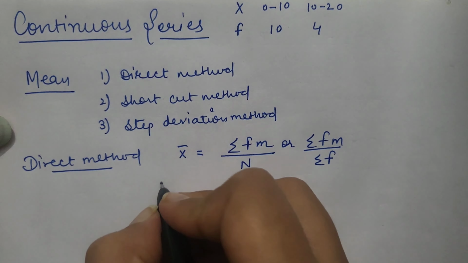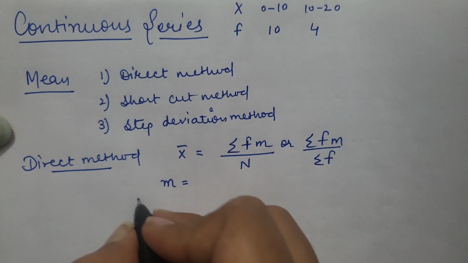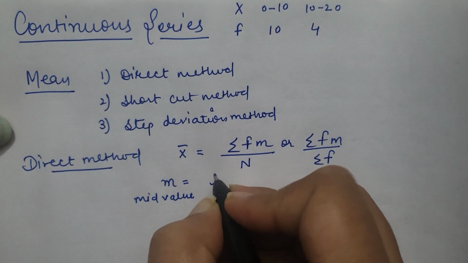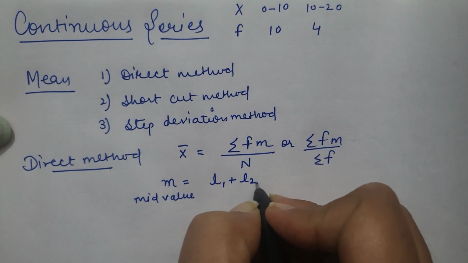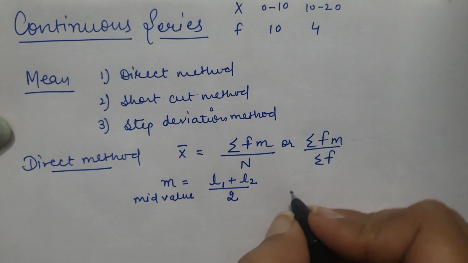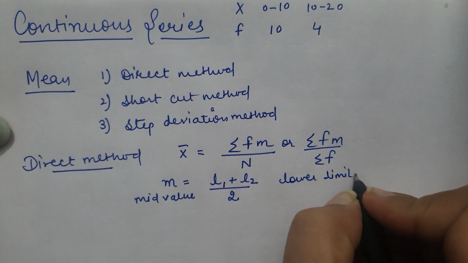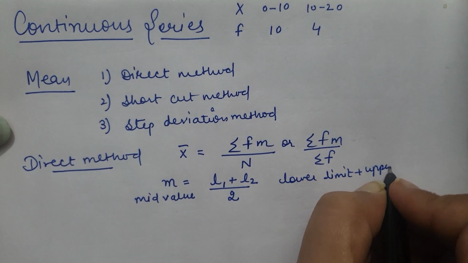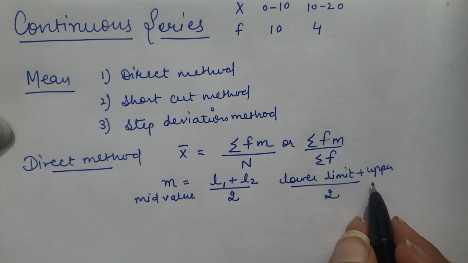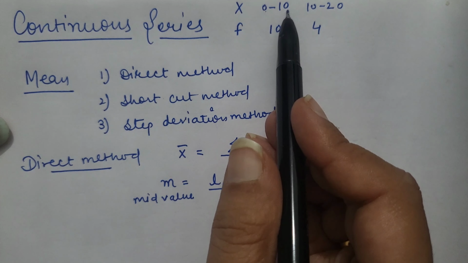So what does m represent here? M is the mid value, which can be calculated by adding the lower and upper limit divided by 2. Here I am writing it properly: lower limit plus upper limit divided by 2. Now, what is the lower limit or upper limit? 0 is the lower limit, 10 is the upper limit.